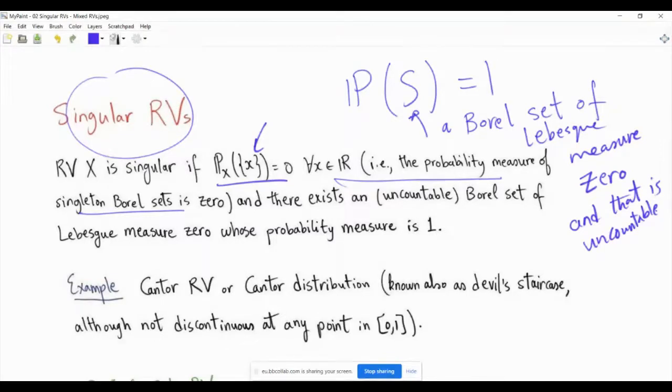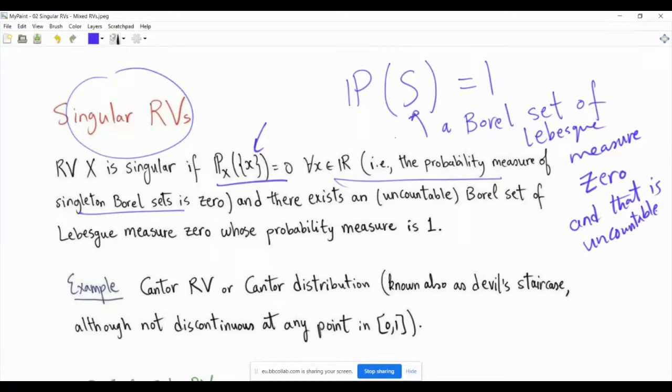So a singular random variable is a random variable for which, if you compute the probability of a singleton subset of R, it is 0. There exists some Borel set, and this Borel set should be uncountable. Also, its Lebesgue measure should be 0, and the probability of this big S is exactly equal to 1. So this is the difference between singular random variables and absolutely continuous random variables, right?